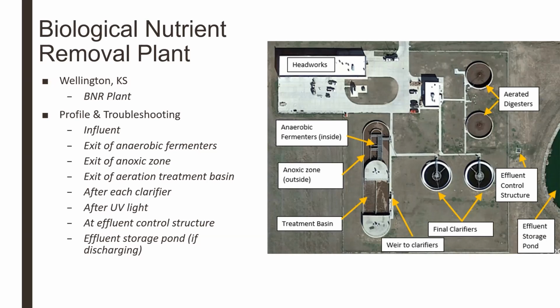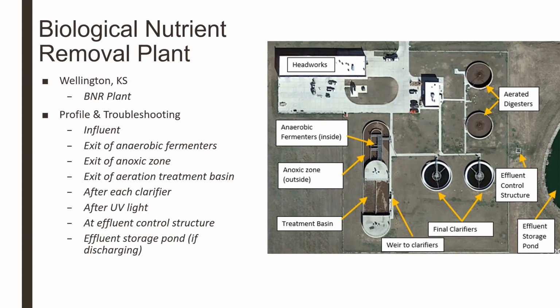Then you'll also want to be looking at the exit of the aeration treatment basin. So there's a weir to the clarifiers as labeled here. This plant has 2 final clarifiers. You'll want to sample the water coming off of each of those. And then you'll also want to be looking after the UV light. And then this plant has a pond system where effluent can be directed to. And that effluent control structure may be a potential location where solids have settled and are releasing orthophosphorus back to the water. So that's another point.